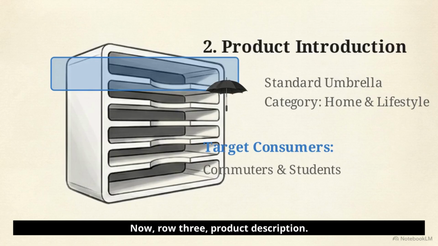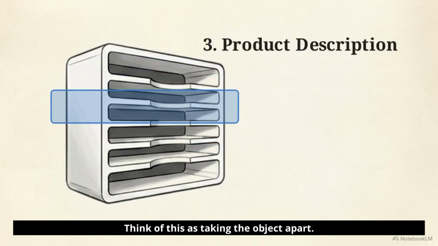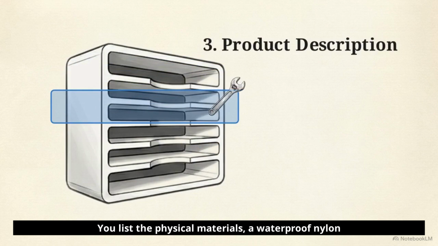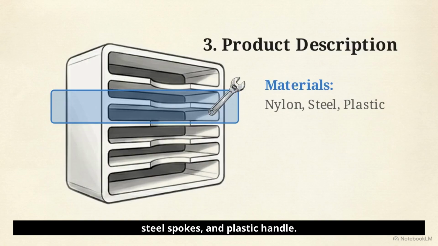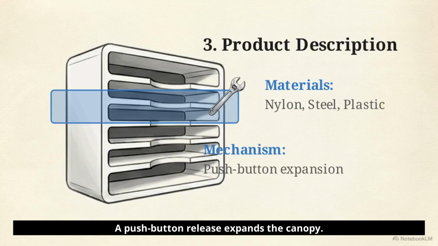Now, row 3, product description. Think of this as taking the object apart. You list the physical materials, a waterproof nylon canopy, steel spokes, and plastic handle. Then describe how those parts work. A push-button release expands the canopy.